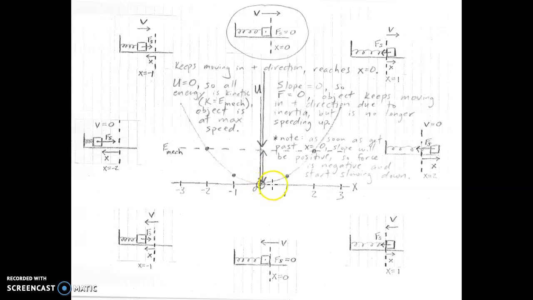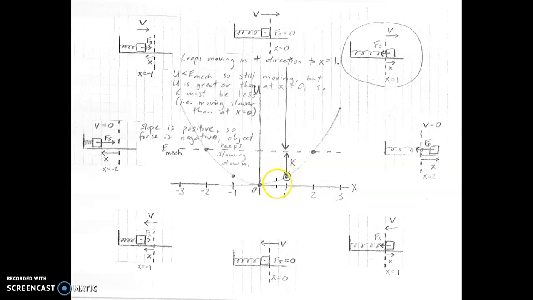But of course, as soon as it starts moving to the right, now the slope gets positive. Which means the force is going to be negative. And so although it doesn't start slowing down here, as soon as it starts going up this slope, we're going to have a force to the left in the negative direction while it's moving in the positive direction, so it's going to start slowing down. So by the time it gets to this next point, it's going to have slowed down some, which makes sense because we see now the kinetic energy is smaller.